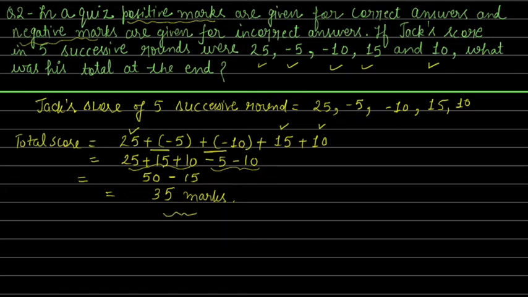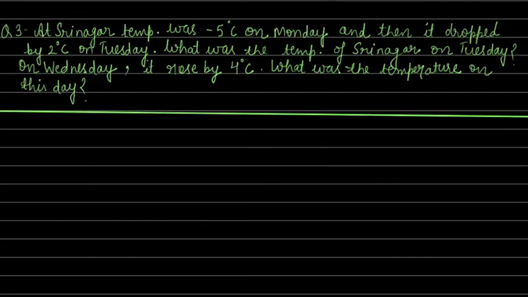Okay. Let's see question number 3. Question number 3 is, at Srinagar the temperature was minus 5 degrees Celsius on Monday. And then it dropped by 2 degrees Celsius on Tuesday. Whenever there is a rise in temperature, we always show it with a positive integer. Whenever there is a drop in temperature, it is represented with a negative integer, right?